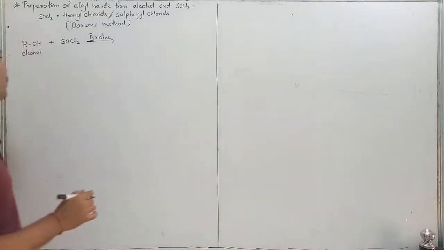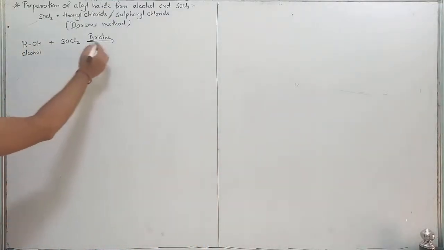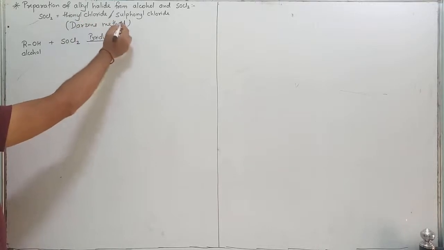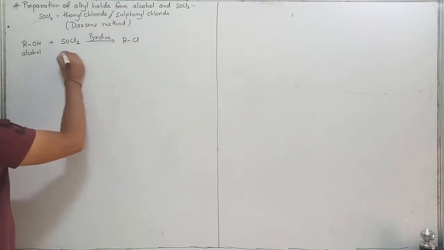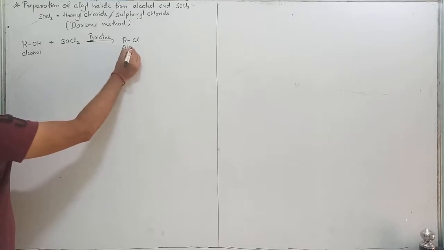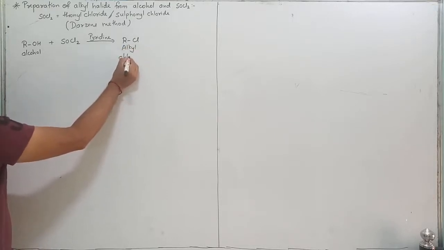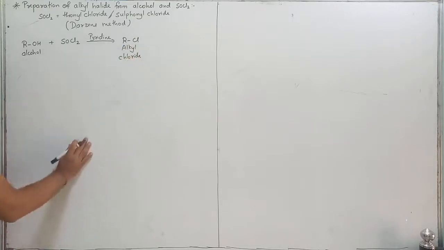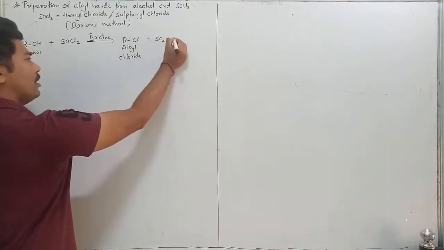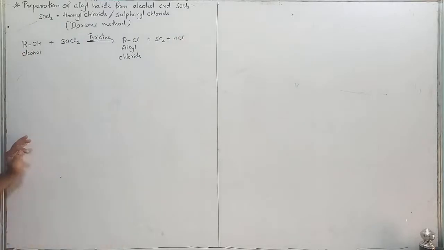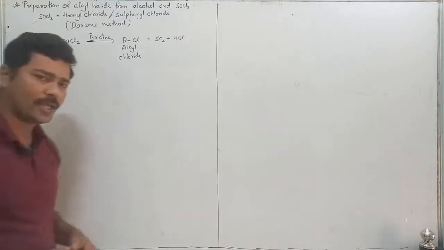Now SOCl2, that is thionyl chloride or sulphonyl chloride, results in the preparation of RCl, that is alkyl chloride, plus SO2 plus HCl. Now let us begin with the reaction mechanism.